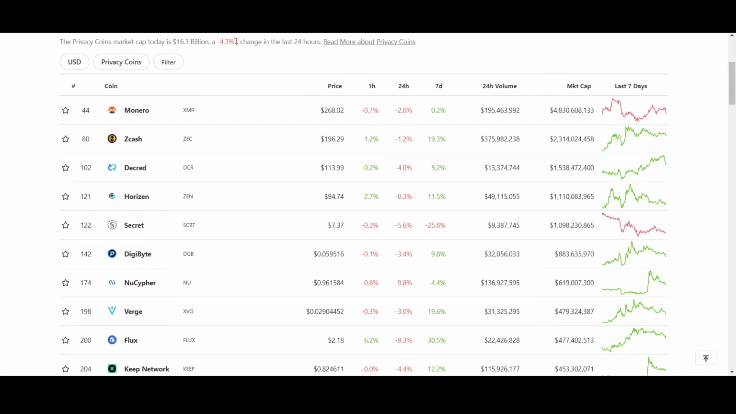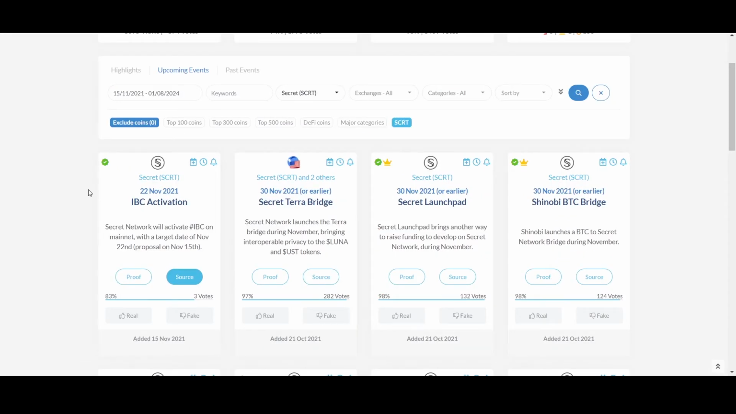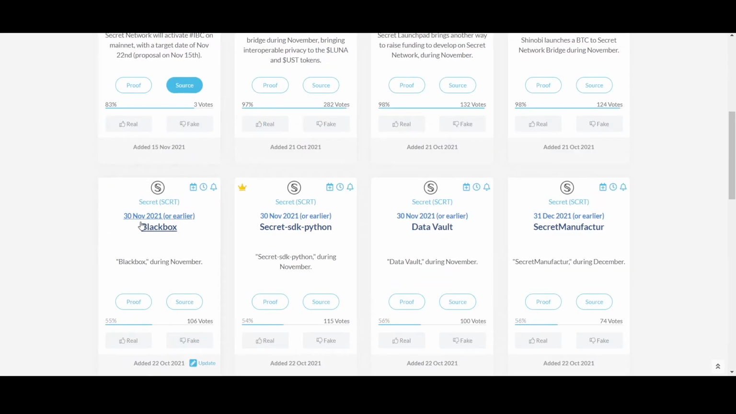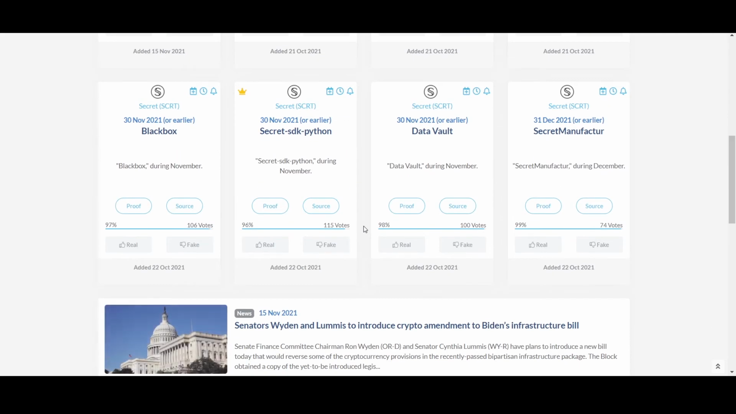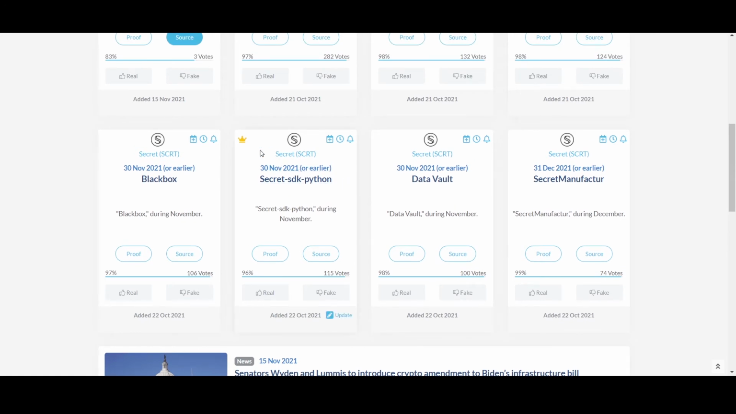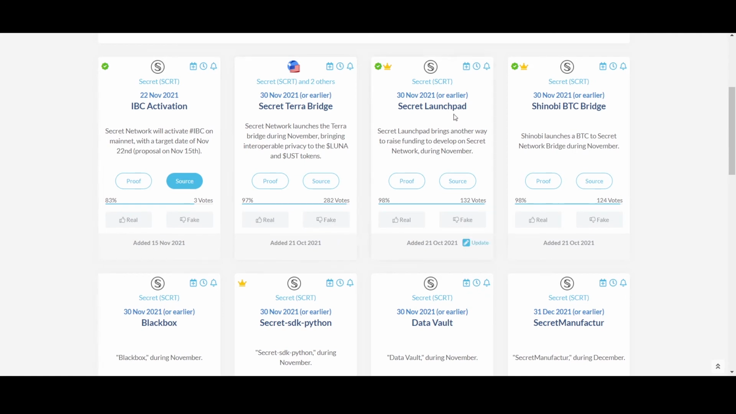Let's have a look at the next topic, that is the next events for Secret Network. So these are the things such as IBC activation and also others like Secret SDK Python to be introduced during November that we need to keep a notice of. There is also a launchpad that will bring another way to raise funding to develop on Secret Network. So it's definitely something very interesting, as launchpads in a private manner haven't been introduced by any blockchain before.